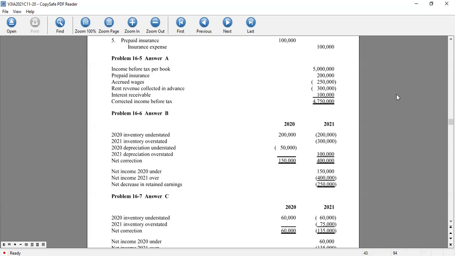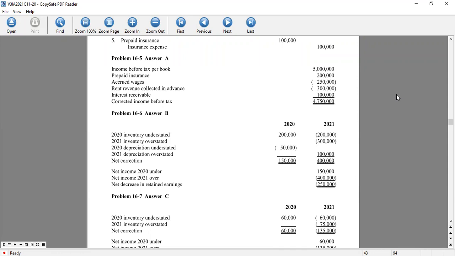2020 we add 200,000 and deduct from 2021. The 2021 inventory overstated. So we have to deduct from 300,000. And in 2020, depreciation was understated. So we have to add and deduct 50,000 more.